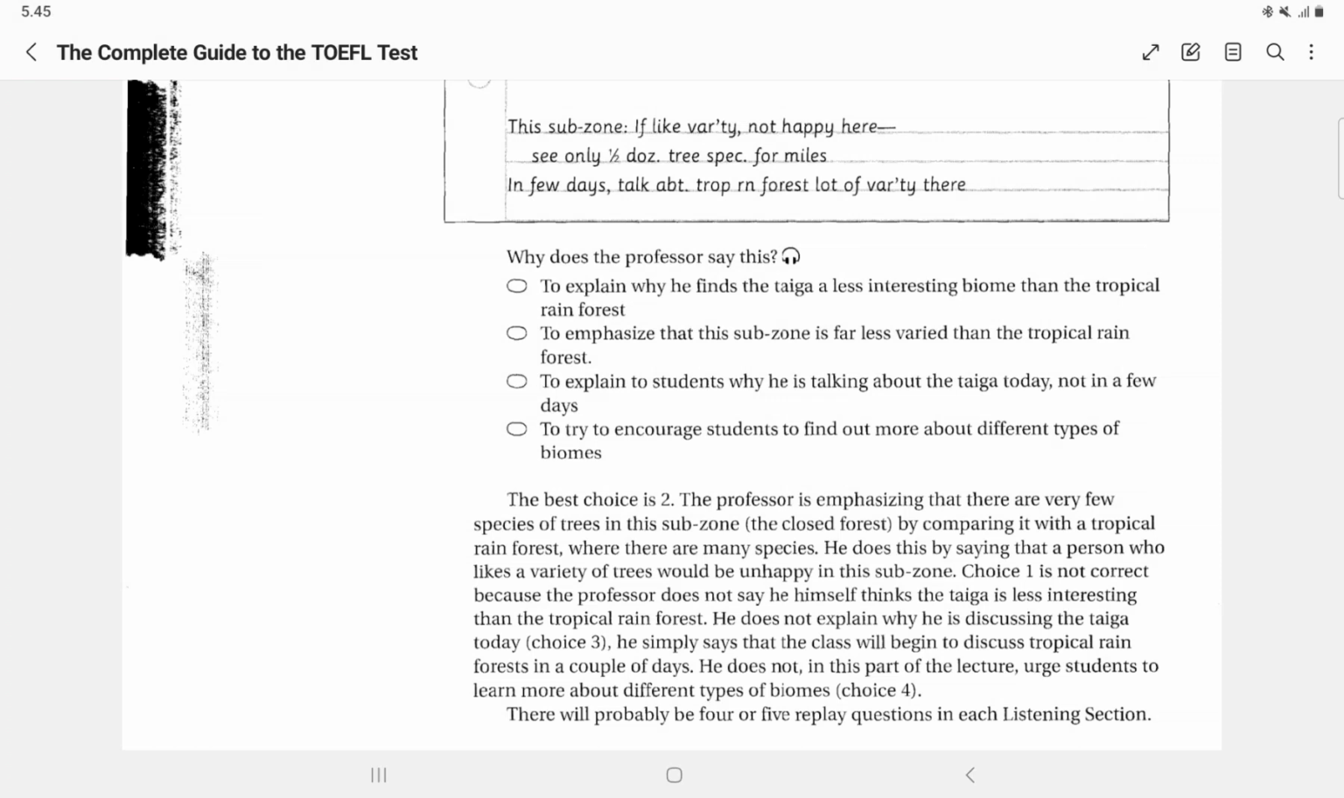Choice 3, he simply says that the class will begin to discuss the tropical rainforest in a couple of days. He doesn't, in this part of the lecture, urge students to learn more about different types of biomes. Choice 4. There will probably be 4 or 5 reply questions in each listening section.